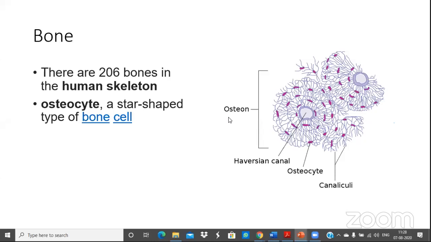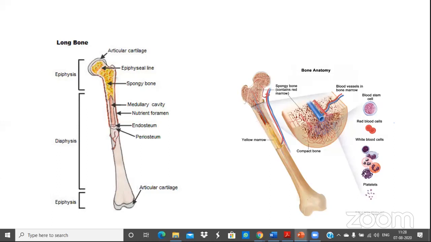Second thing: an osteocyte is a star-shaped cell of bone, that is, the bone cell. Now look at this example, a typical example of a long bone. It's a long bone because it looks long. There are different types of bones, and sometimes they ask you the types of bone. Long bone, and just opposite to this, short bone.